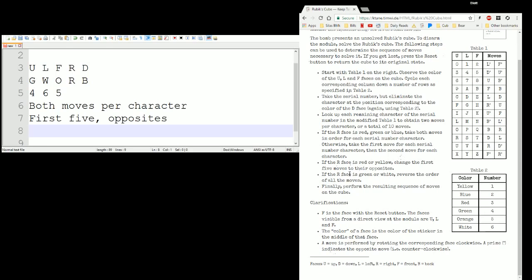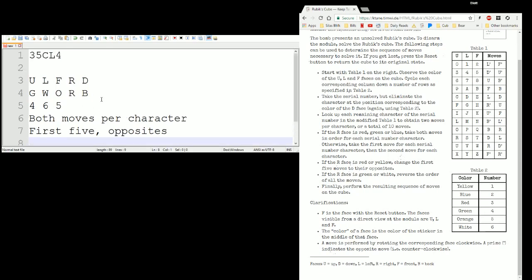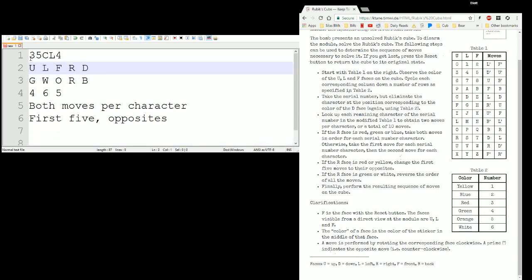Now, how do we get the moves? What we're going to do is look up the 5 remaining characters in our serial number in this chart. So let's grab the first one, the 3. Here's 3. But we're not going to use the moves here. Remember the first rule said we're going to cycle the columns down a number of rows? That's where this number that we found earlier comes in.